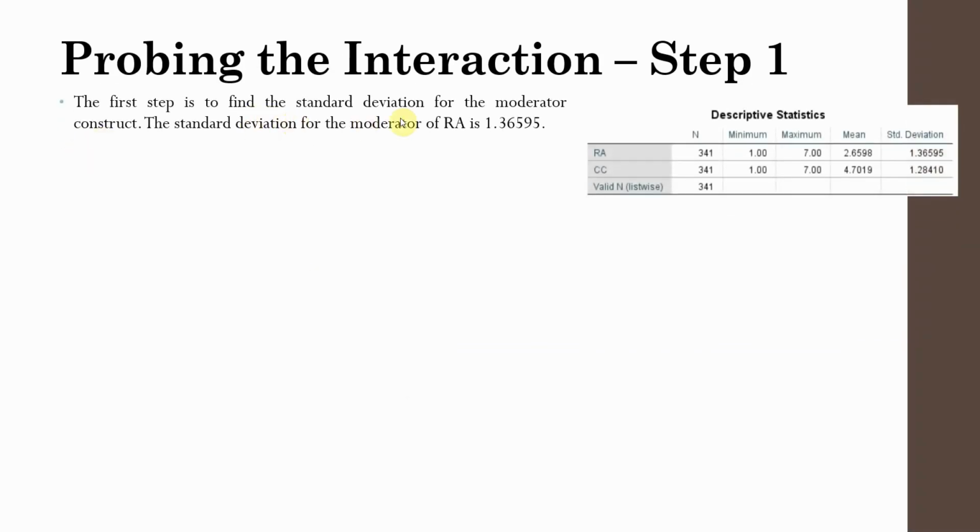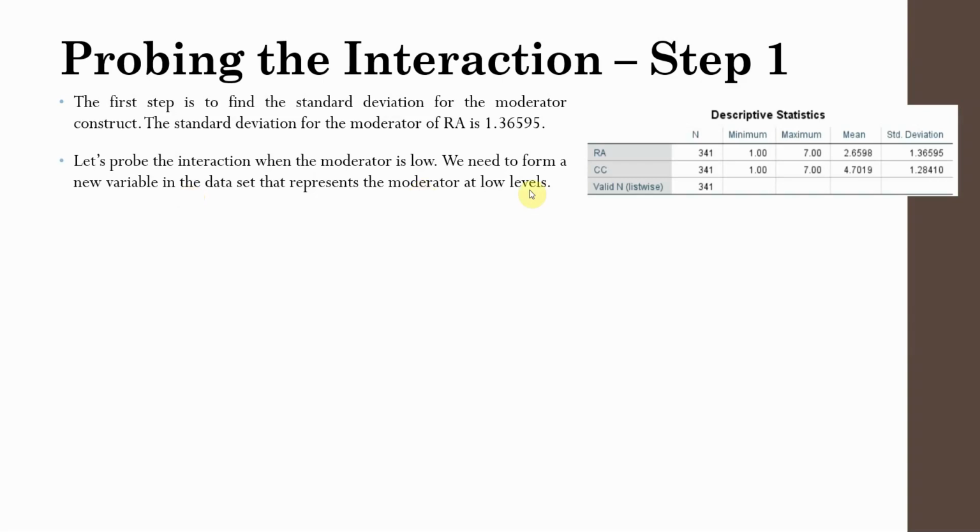The first step is to find the standard deviation of your moderator, which is 1.36595. You simply go to Analyze, Descriptive Statistics, and therein you will find your variables. Just add them and find your standard deviation, 1.36595. Now let's probe the interaction when the moderator is low.